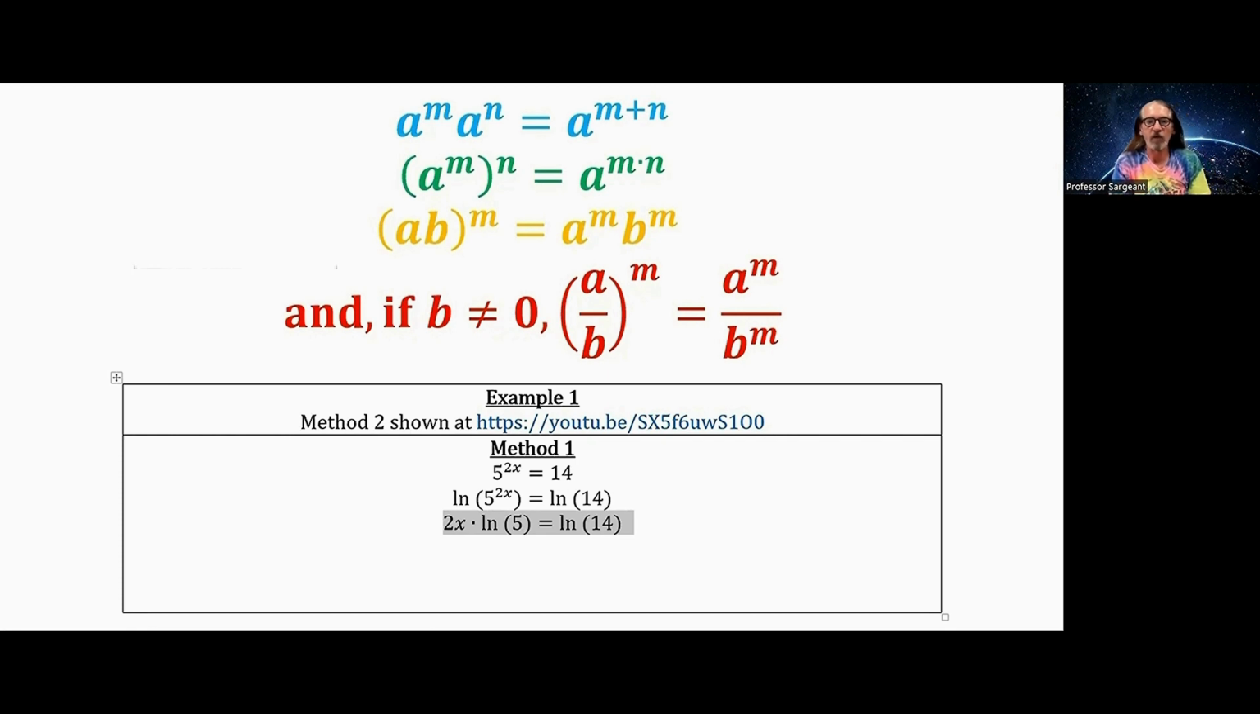Now, whatever natural log of 5 is, it's a number. So we can move things around with a commutative property, and we can reassociate things, regroup with the associative property, both of those for multiplication, so that our coefficient for the x is 2 times the natural log of 5. And we're going to divide both sides by that coefficient to get our answer for x. So x is equal to the natural log of 14, all over 2 times the natural log of 5.